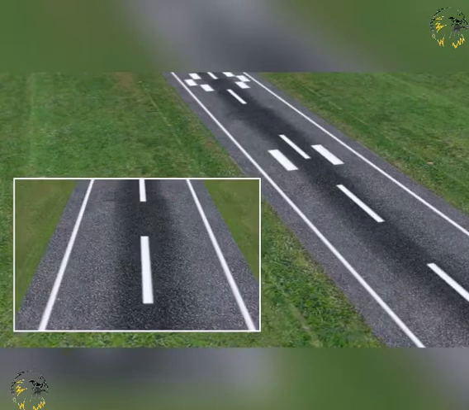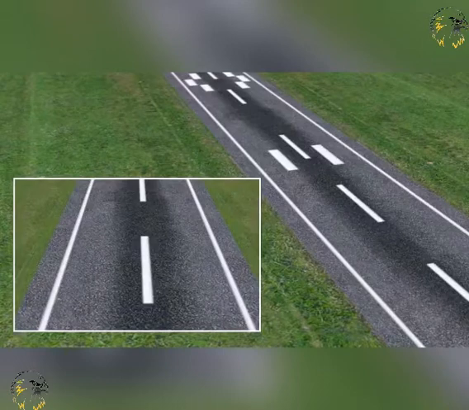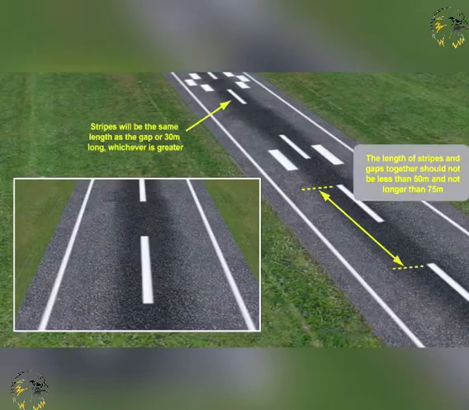Down the centre of a paved runway will be a centerline marking, which will lie along the middle of the runway between the runway designation marks. It shall consist of uniformly spaced stripes and gaps, the stripes being not less than 50 metres or longer than 75 metres. Each stripe will be the same length as the gap or be 30 metres long, whichever is greater.